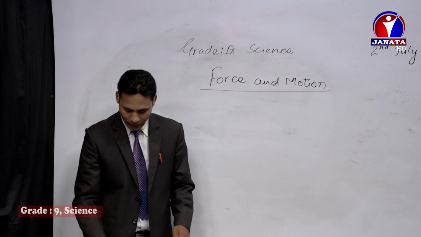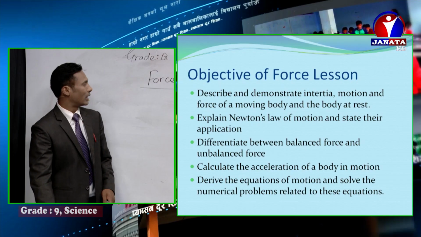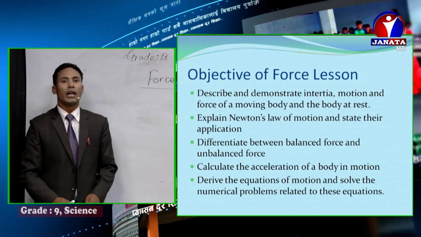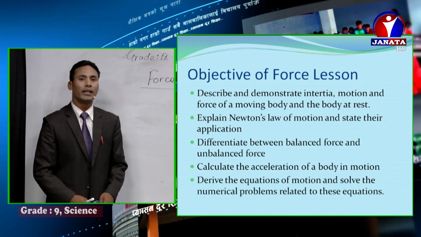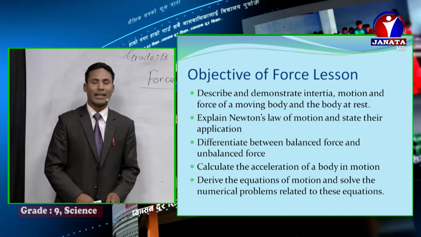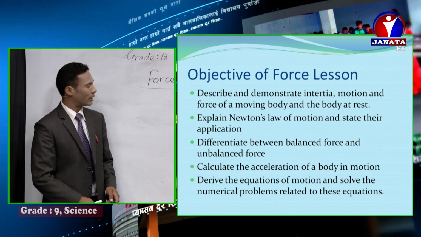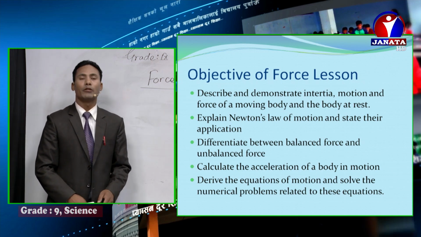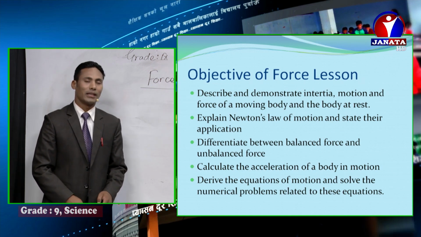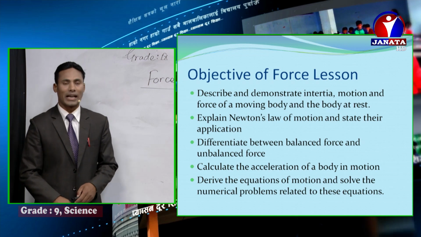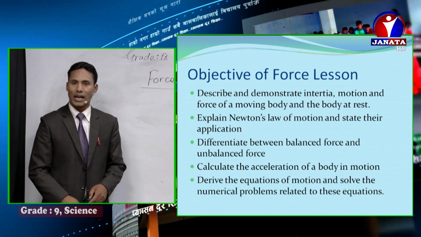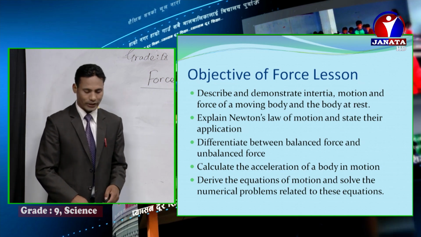Okay. So before starting this, let's see the objective of the first lesson, what things we are going to learn. We will discuss here the inertia, motion, and force of a moving object or body, that may be the rest or motion. And similarly, we will discuss Newton's laws of motion, their statements and some examples related to that. Similarly, the types of force, that is balanced force and unbalanced force, we will also discuss in this lesson.